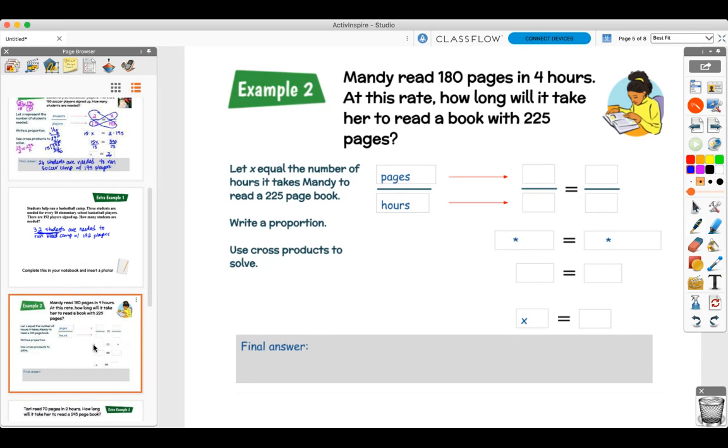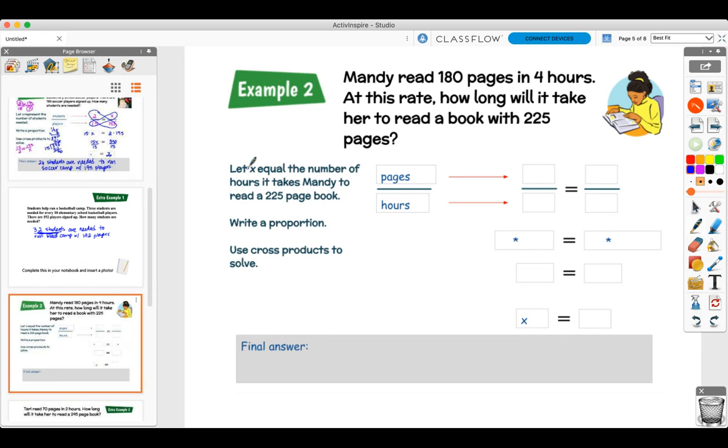Okay, next problem. Mandy read 180 pages in 4 hours. At this rate, how long will it take her to read a book with 225 pages? So again, you can make variables what you want to do. So how long will it take her to read 225 pages?